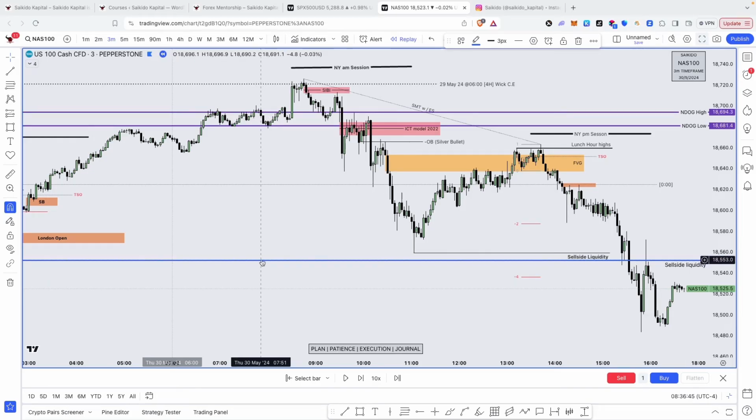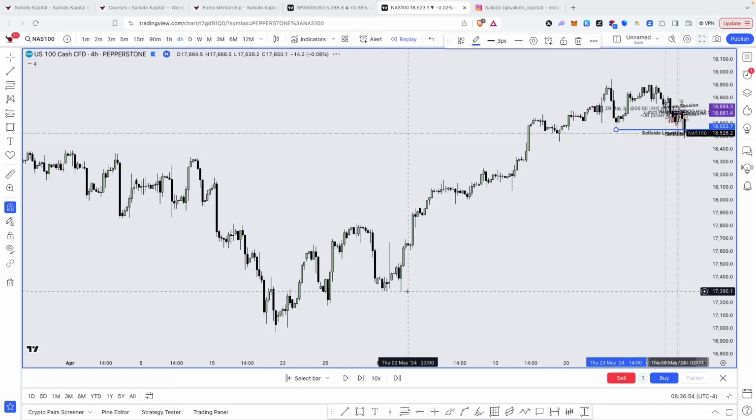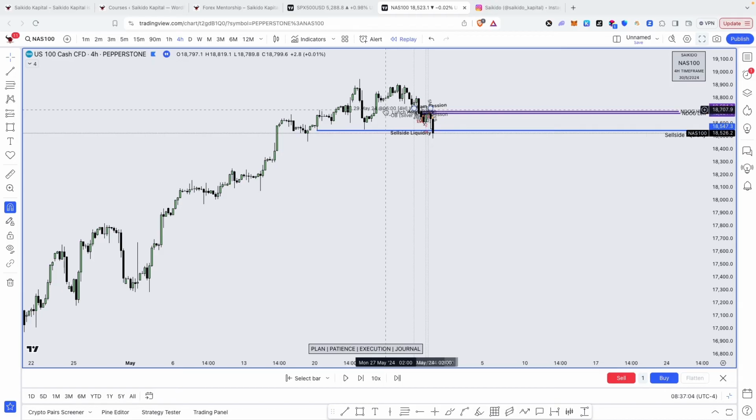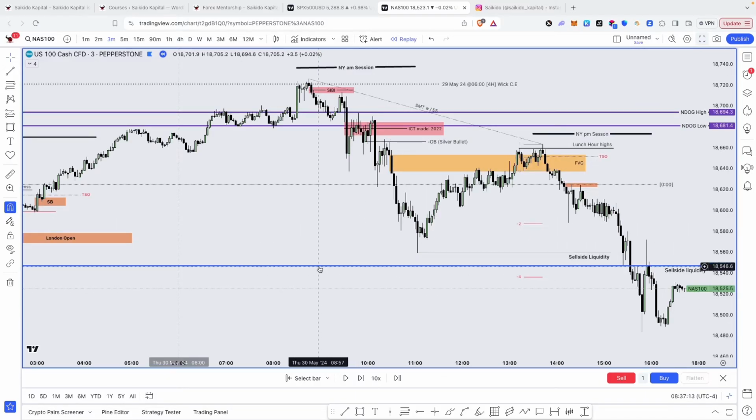This blue line here is those relative equal lows on the 4 hour. Let's go back, and you see, there's relative equal lows here. So let me just put it here. Relative equal lows. I have them already in mind before the fact.